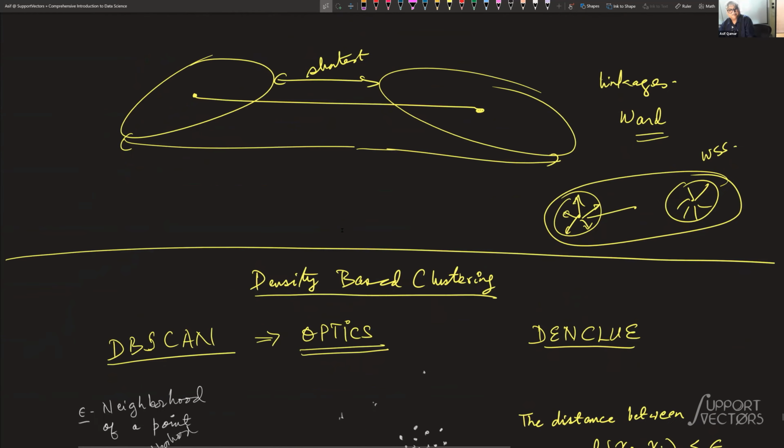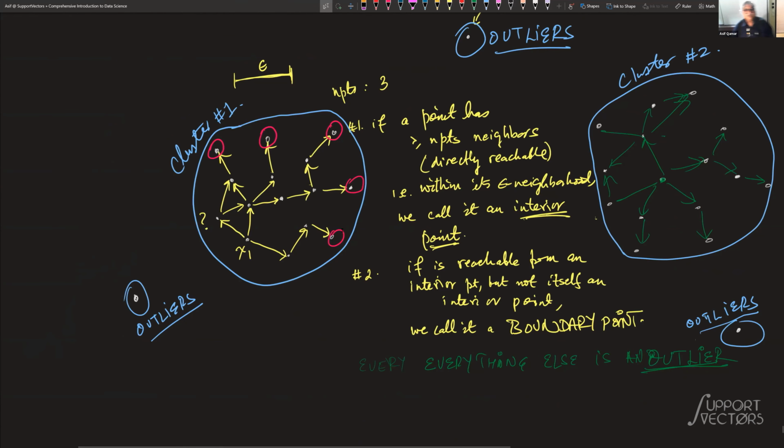Let's take this example. Let me mark some paths. I could go from here to here directly, or I could go from here to here and then here. You see that, right? So obviously there are many paths, but so long as there exists a path between these points, these are all reachable points. Once you have reachable points, you call the set of all reachable points a cluster.